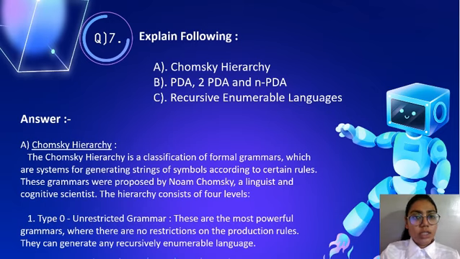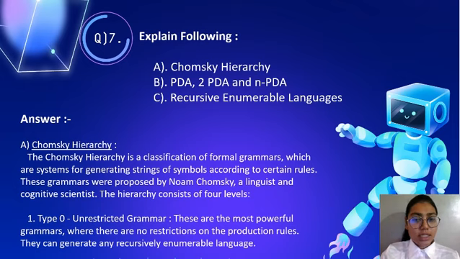Now this is question 7. In this question, we have to explain the following. The first one is the Chomsky hierarchy, the second one is PDA, 2PDA and NPDA, and the third one is recursively enumerable language. So let's come to the Chomsky hierarchy.